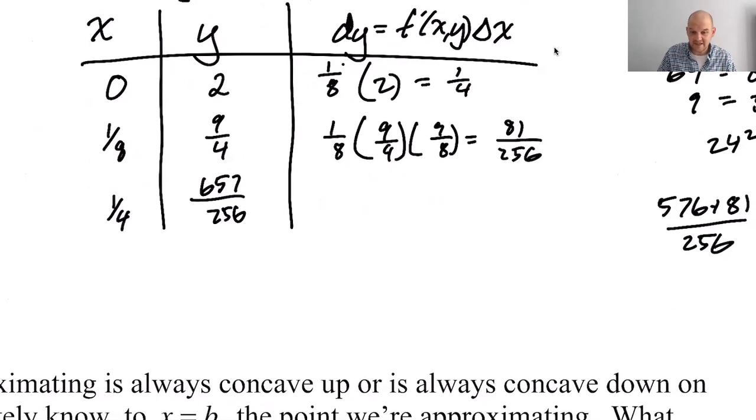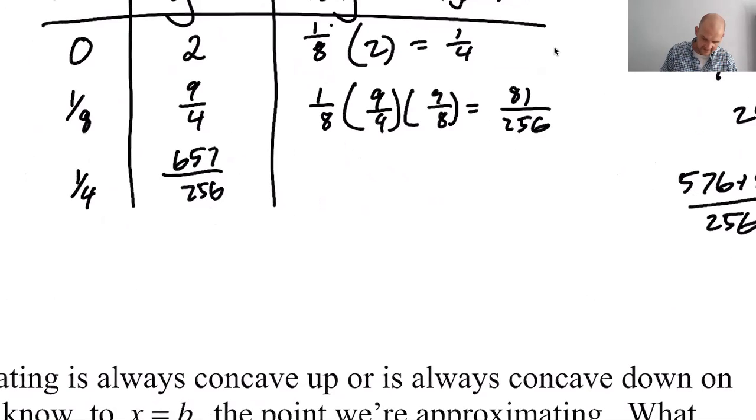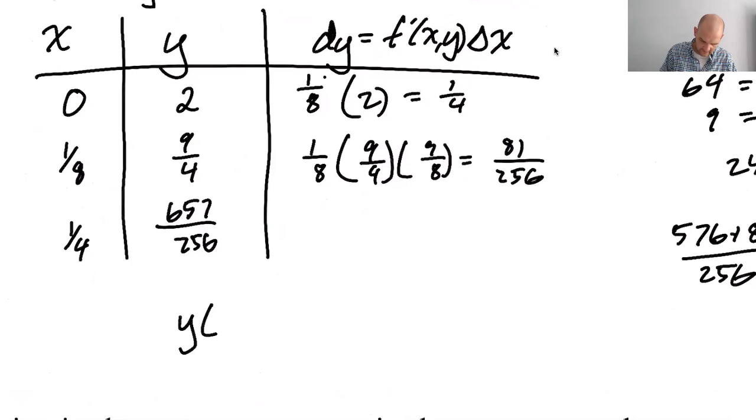Should I try to get a decimal by hand? No, I shouldn't have done any of that by hand. So let's say y of 1/4 is approximately 657 over 256. I think that could also all be wrong.